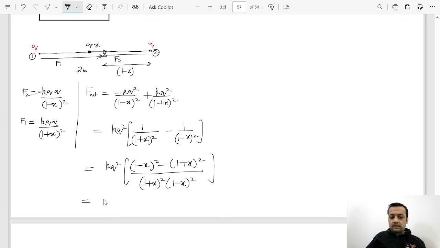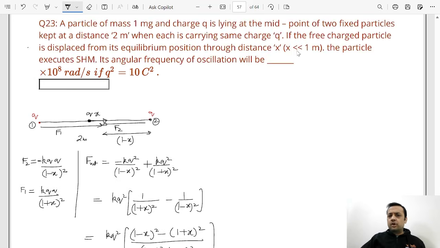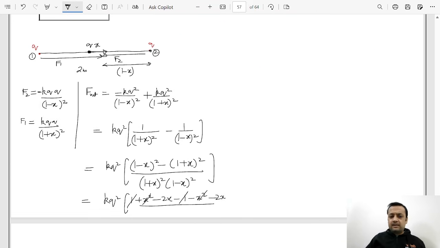All right. Now look, this is kq square. Here if you expand the brackets, you will get 1 plus x square minus 2x, and this will be minus of 1 minus x square minus 2x. Okay. So look, 1 plus x square will get cancelled. And since x is very, very small, in presence of 1, you can ignore x. So 1 plus x will be approximately 1, and 1 minus x will also be approximately 1. So the denominator can be treated as 1 square into 1 square.